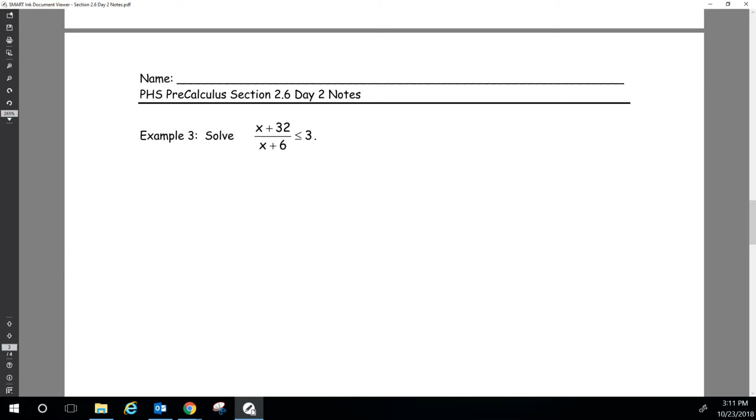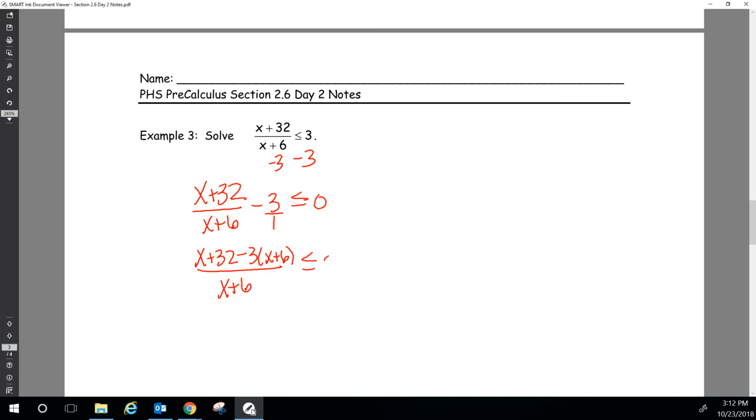We need to set it equal to 0, so we're going to subtract 3 from both sides. So I've got x plus 32 over x plus 6 minus 3. Now, in order to make this into one fraction, I need a common denominator. For this case, my common denominator is going to be x plus 6, which means I've got x plus 32, and then to go from 1 to x plus 6, I had to multiply by x plus 6. So I need to multiply the negative 3 times x plus 6.